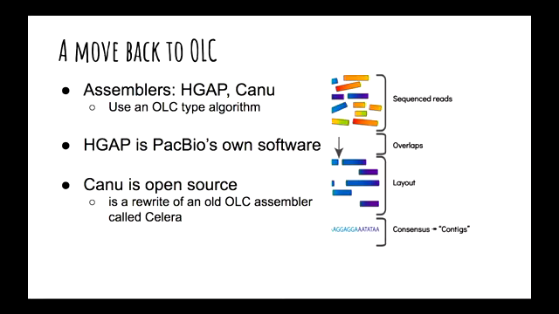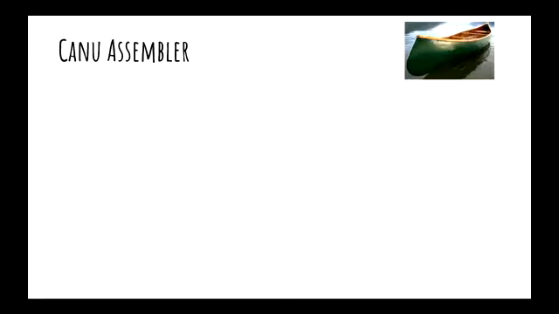There are a couple of different assemblers that are used regularly now, HGAP and Canu. They both use an OLC algorithm. HGAP is PacBio's software. It's kind of open source, I guess. You can install it, but you have to download the full package and register with them, and there are some caveats, so it's not completely open source, whereas Canu is completely open source. It's a rewrite of a really old assembler called Celera, and they've updated it to work on HPC, which is really nice. So I'll talk a little bit about Canu.